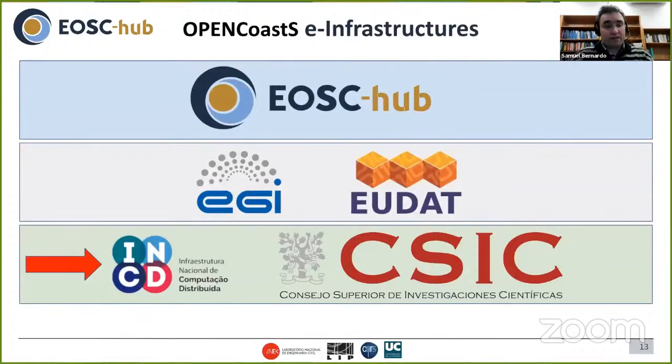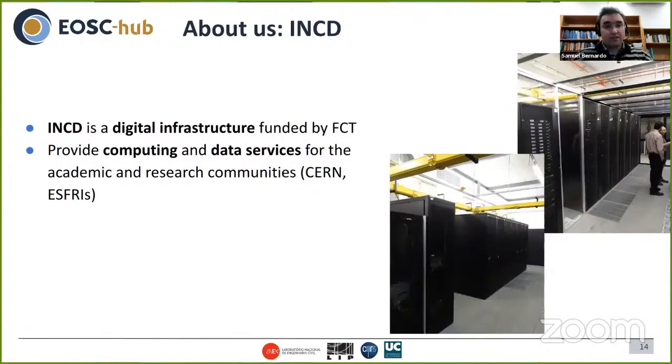Now looking to the providers, I will focus on INCD as an example, what the providers have and can assure to the users. INCD is a digital infrastructure founded by FCT. It also provides compute and data services, and it collaborates in national and international projects. As an example, the communities of CERN and F3s are participation examples of projects that we collaborate with.